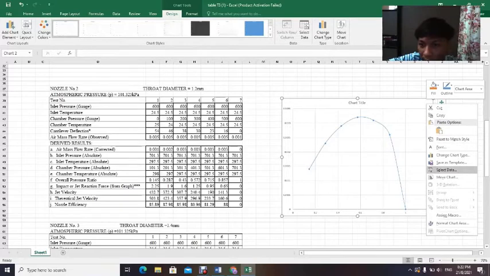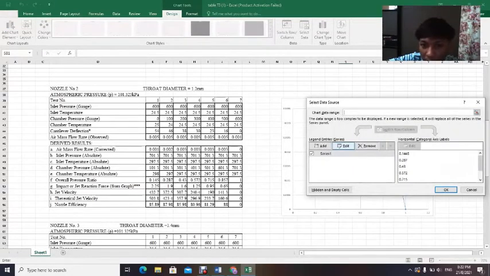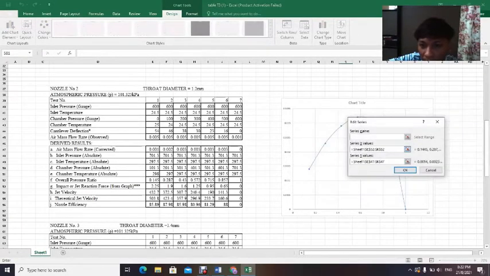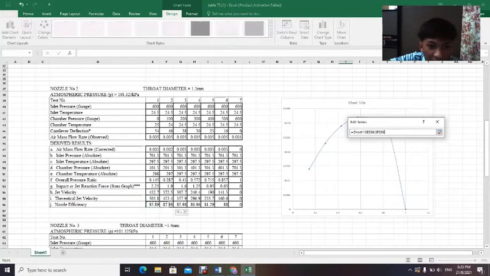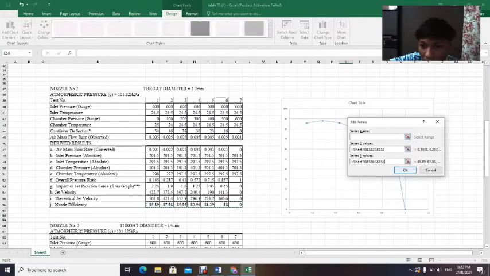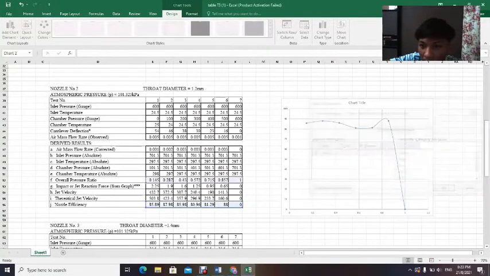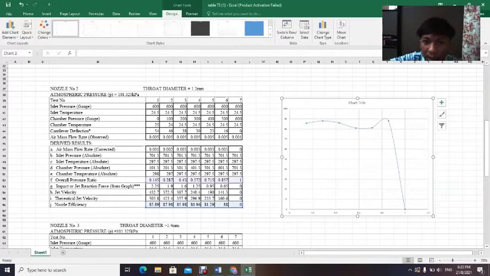And next, for the third graph, we make nozzle efficiency versus overall pressure ratio. Okay, this is for the graph.